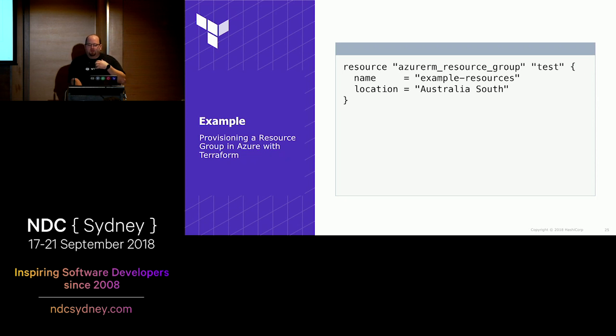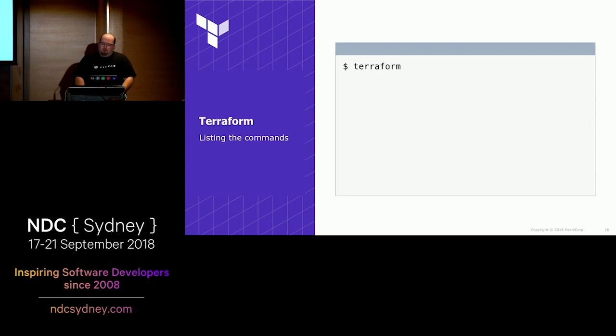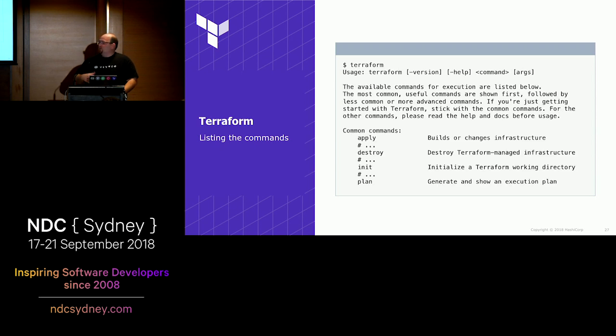Bring all this together. This is what a resource group, this is what a resource looks like in Terraform. But how do we actually provision that resource group? Terraform is a command line application, so we can just download it and run Terraform. By default, if you just run Terraform, it's going to show you what commands it supports. I want to call out a few of them here: apply, destroy, init, and plan, which we're going to go through.